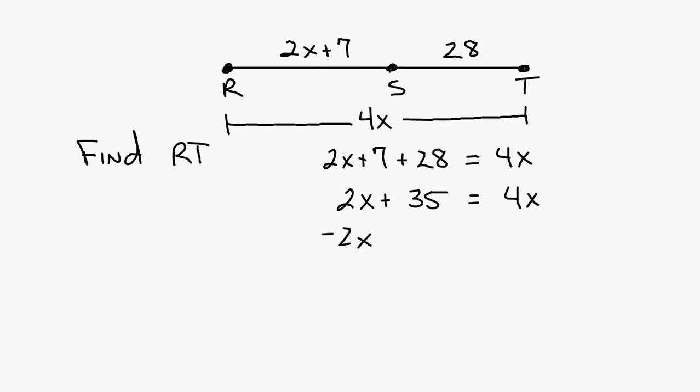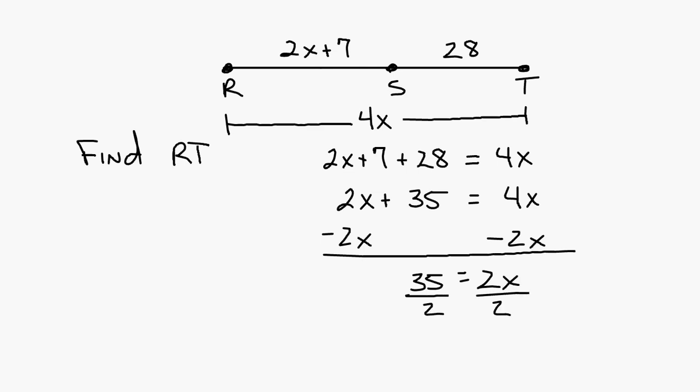Subtract 2x from each side. 35 is going to equal 2x. And then you're going to divide by 2. So what's x equal to? 17.5.